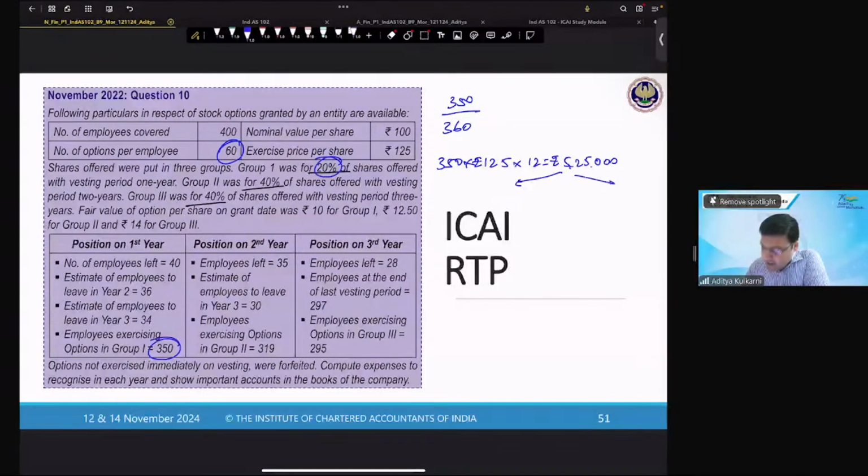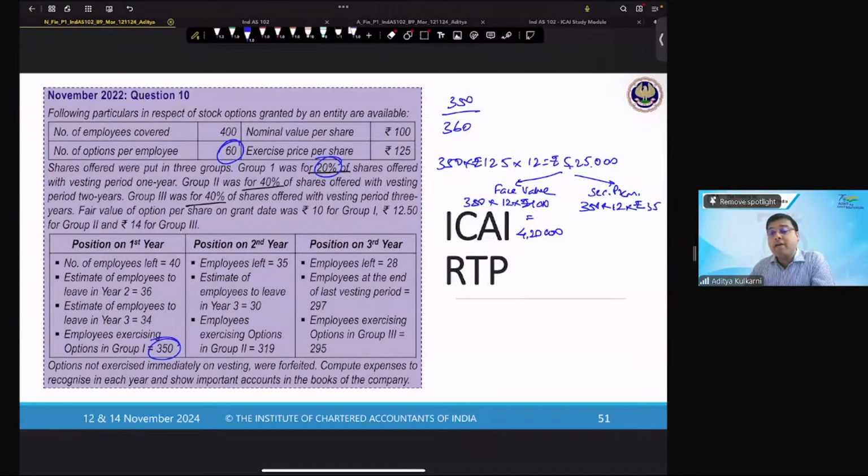So this 5,25,000 will mean face value. What is the face value of this? 100 rupees. Yes, so 350 into 1,000. And what is the securities premium? 1,05,000. 350 into 12. Don't say 1,05,000. Those who did 1,05,000 would have done 5,25,000 minus 4,20,000, right? Yes, sir. Don't do like that. I'll tell you why. Into 35. Sir, why I cannot do?